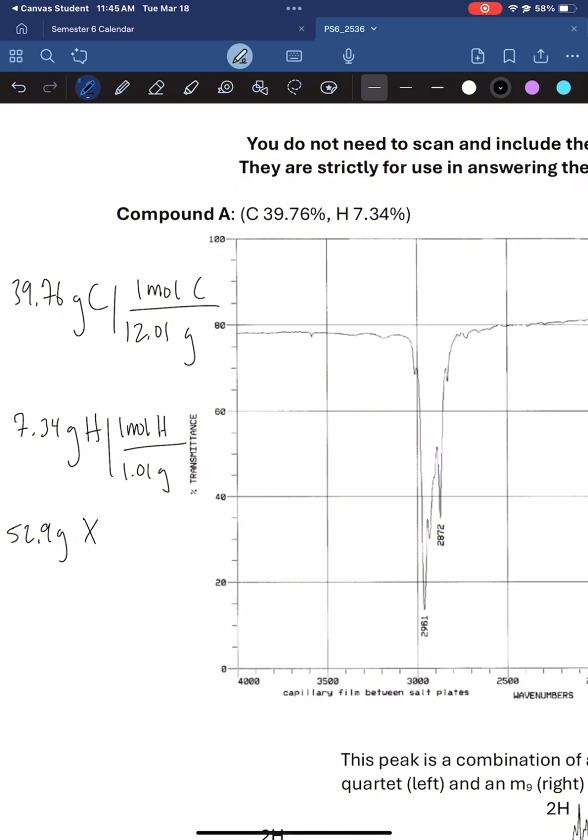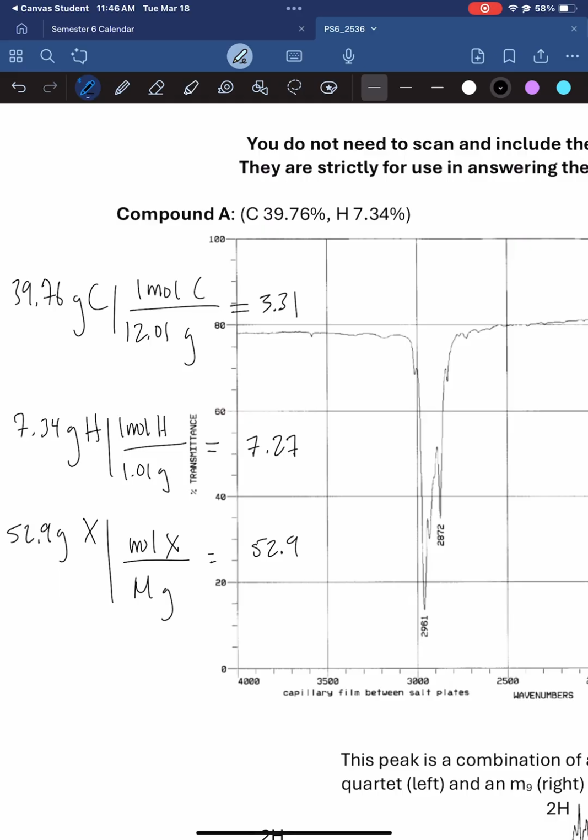And here we don't know the mass, so I'm just going to put mg mole of X. So we have percent to mass, mass to moles, divide by small. I did not calculate this out. Okay, this is going to be 3.31. This is going to be 7.27. And this is going to be 52.9 because we don't know what it is.